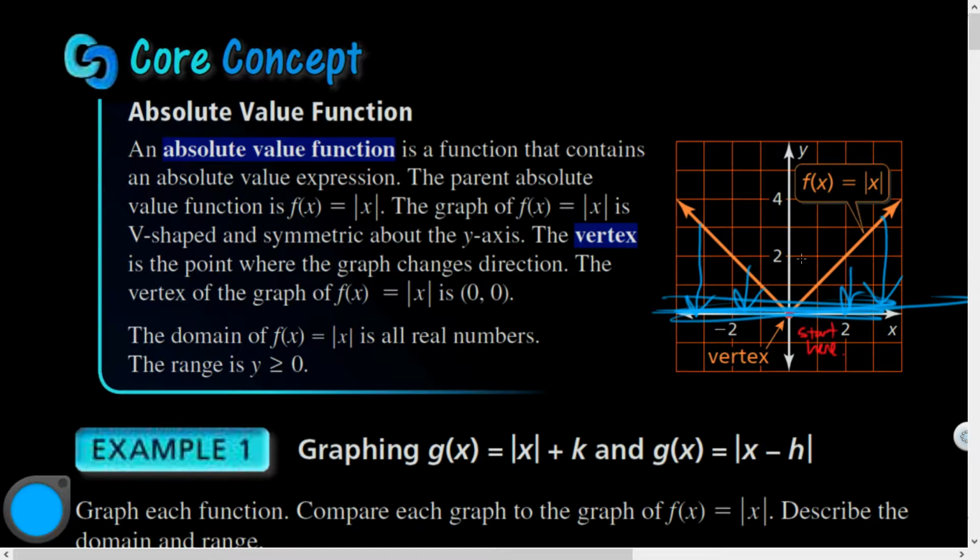I'm so sorry that I crushed you. I didn't realize you were there, absolute value. Oh, man. Right?